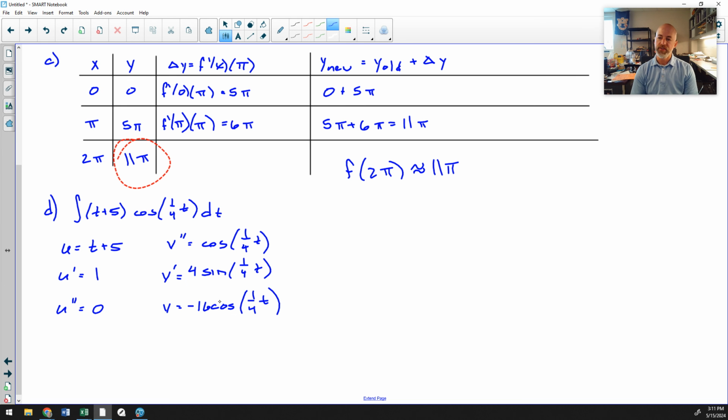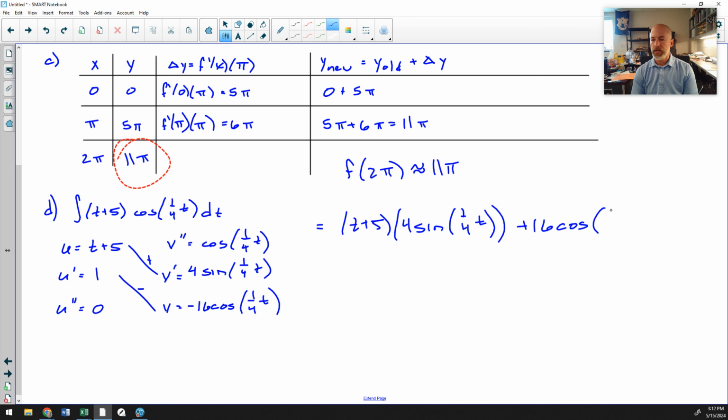We do 2 antiderivatives of cosine of 1/4 t, and now for the tabular method, we multiply down, doing the positive product of those two first. The answer is going to be t plus 5 times 4 sine of 1/4 t minus the product of 1 and negative 16, that's going to end up being a positive 16 cosine of 1/4 t plus a c. There's your answer. Don't forget the plus c.